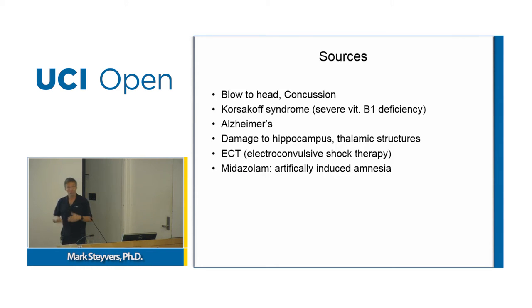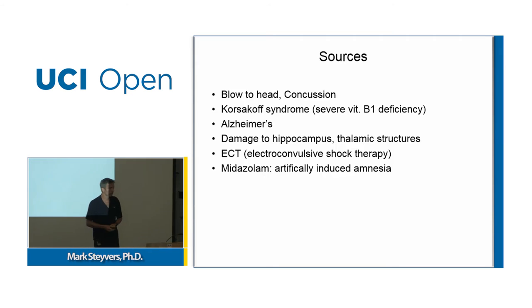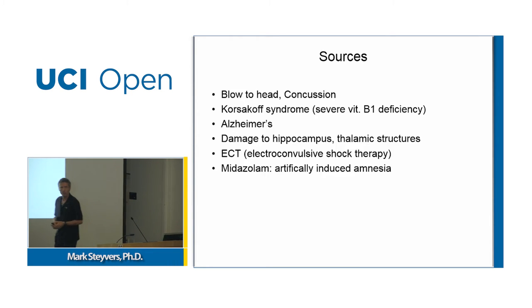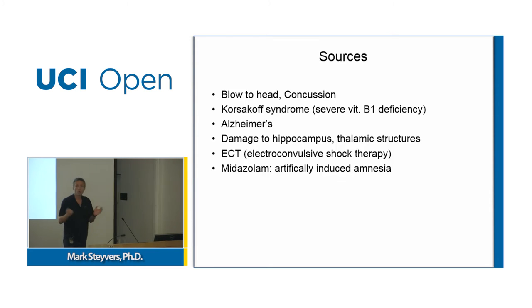So there are several ways in which amnesia can be induced. One is through a concussion that can lead to temporary retrograde amnesia, as well as a mild form of anterograde amnesia. In most cases, that will disappear. That's just temporary and you come back fine. There are some severe cases of alcoholics who develop vitamin B1 deficiency, and that can, in the extreme, lead to Korsakoff syndrome. That's a severe form of anterograde amnesia, a total inability to remember new information.